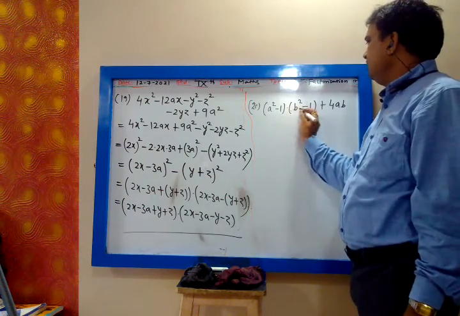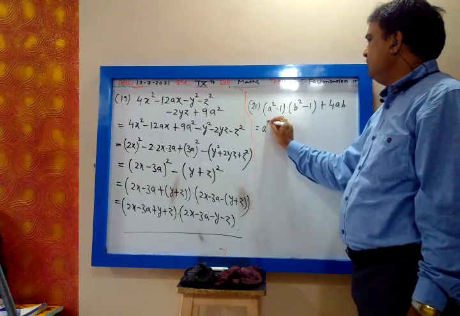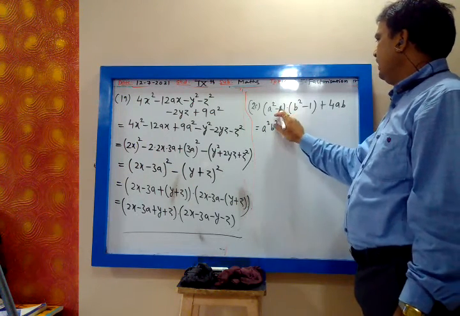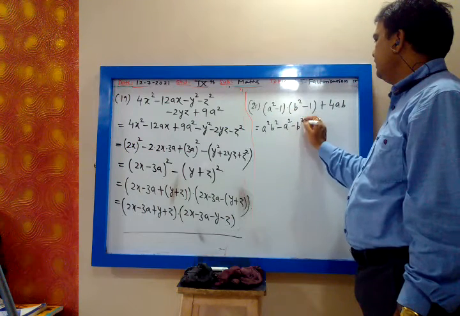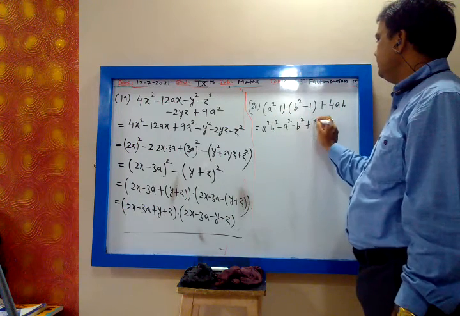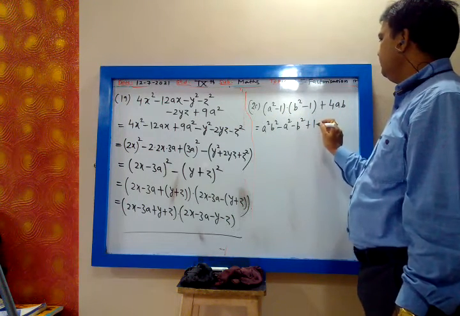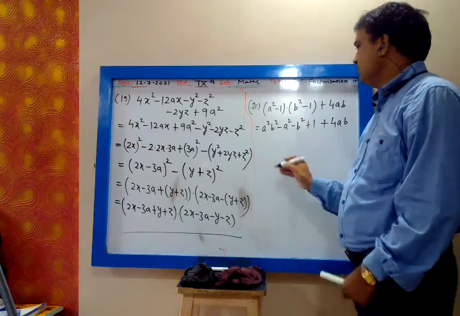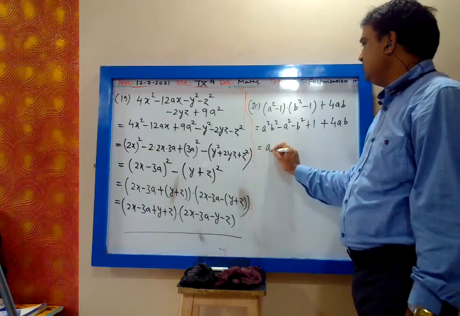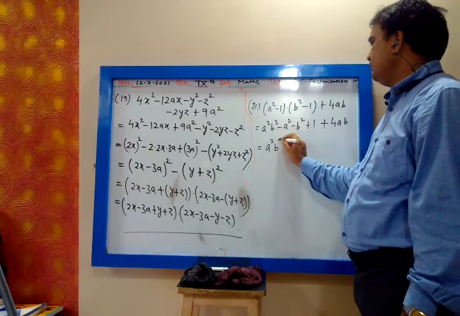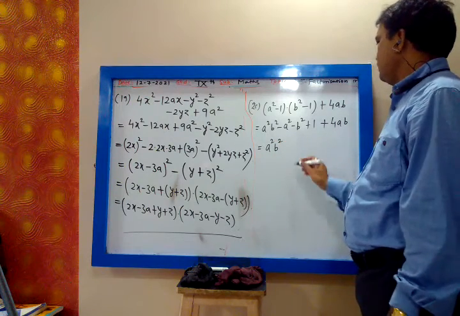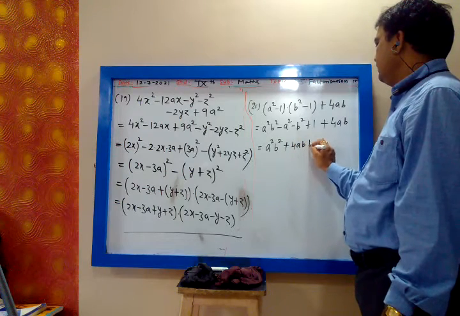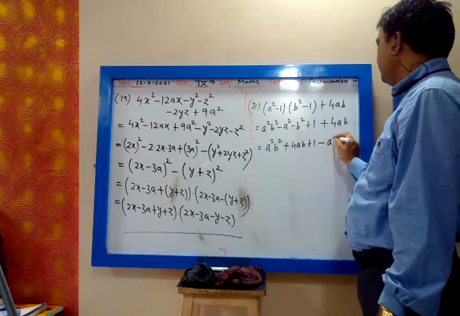So let us open this bracket first. That will be a square b square minus a square minus b square plus 1 plus 4ab. Okay, let us see. This becomes a square b square plus 4ab plus 1 minus a square minus b square.